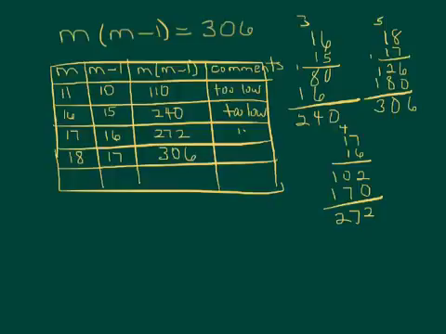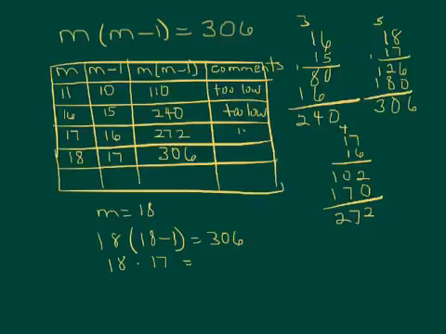306. So again, this is the guess and check method. We just checked numbers until we found the pair that worked to give us 306. So if m was 18, then we would say 18 times 18 subtract 1 equals 306. 18 subtract 1, of course, is 17. So 18 times 17, and we just checked it over here. 18 times 17 gives us 306. So that's our answer.